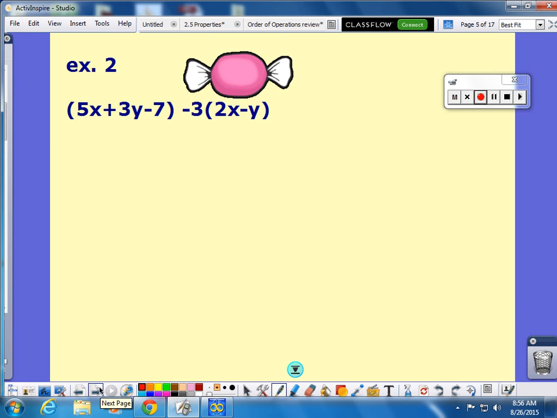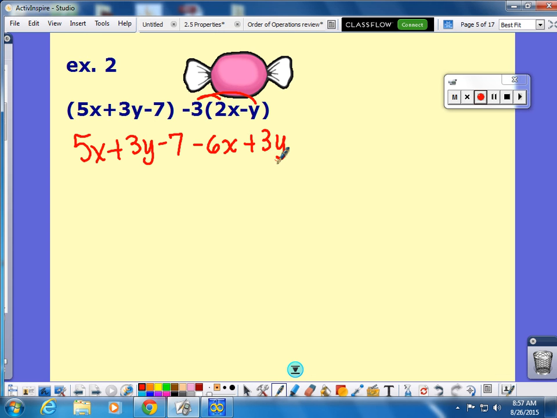Alright, let's look at this. I'm going to simplify the expression. This one is a trinomial, this one is binomial, but what property do I have here? The distributive. Don't have it here. So I will just remove parentheses, because to simplify means to remove parentheses. And in this case, all I have to do is remove them, but in this case, I'm gonna do the distributive property. So -3 times 2x, and then -3 times -y.